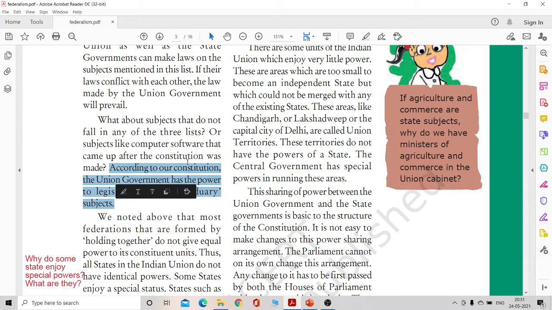Now they are basically those kind of subjects which have come into existence after the constitution was made. So the constitution was made after our independence. So phenomena like computer software or nuclear power or solar power for that matter, these kind of subjects did not exist at the time when our constitution was made. Therefore, these kind of subjects fall under the residuary list. So if you get a 1 marker question on what is residuary subject or define residuary subject and give example, then this would be your answer.